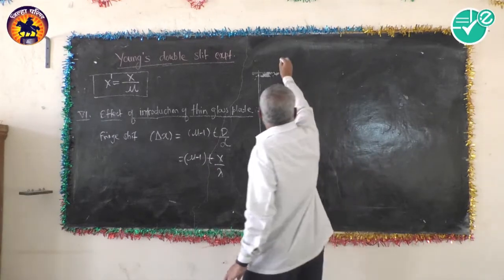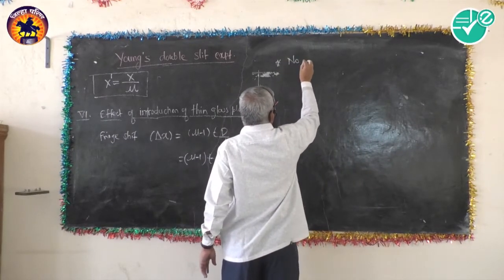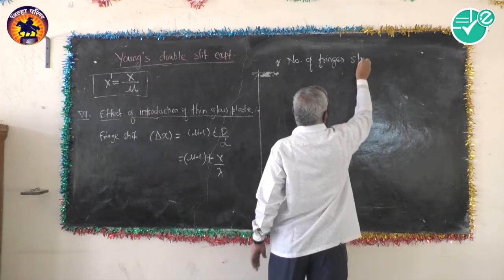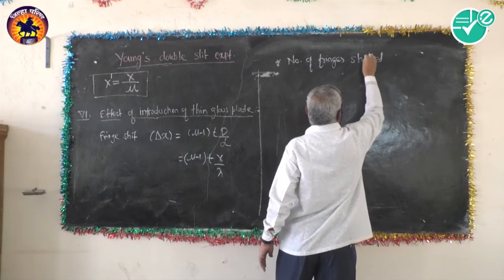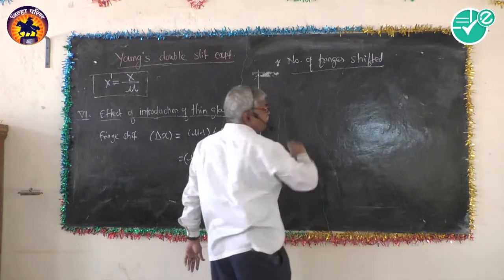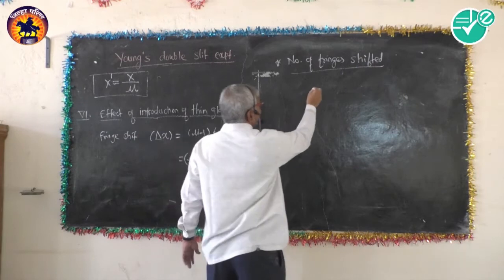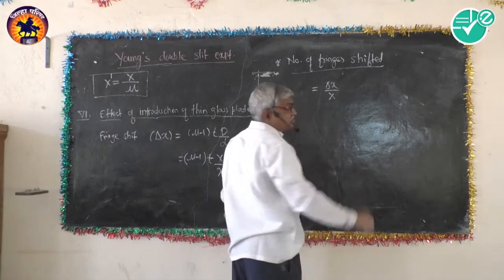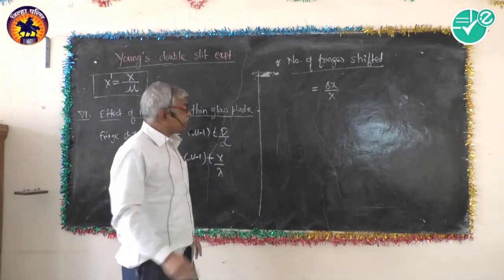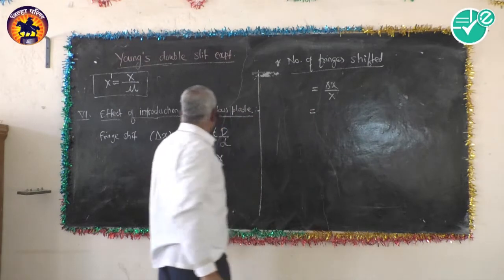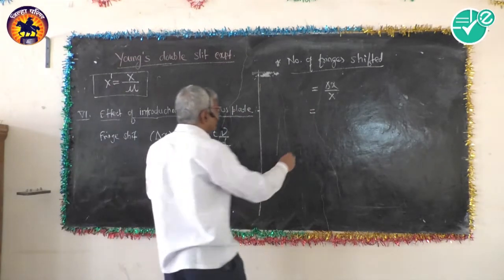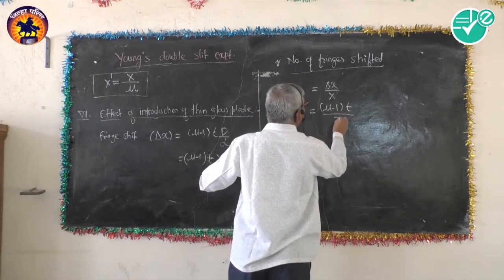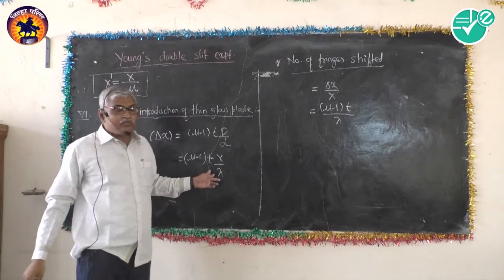Now, let us calculate the number of fringes shifted. Number of fringes shifted is given by delta x over x. These are the number of fringes shifted, which is equal to, from this formula, we can calculate, (mu minus 1) into t divided by lambda. This is the formula for number of fringes shifted.